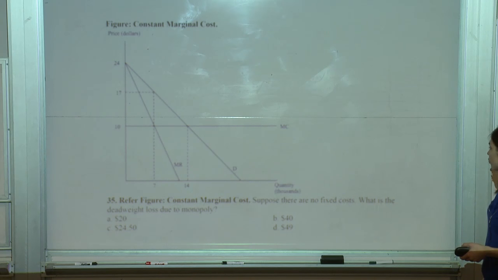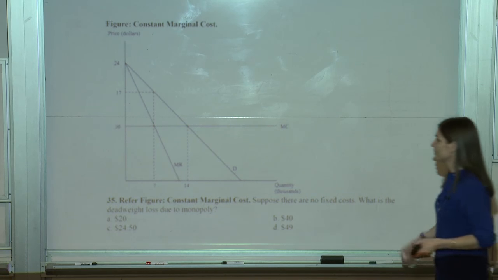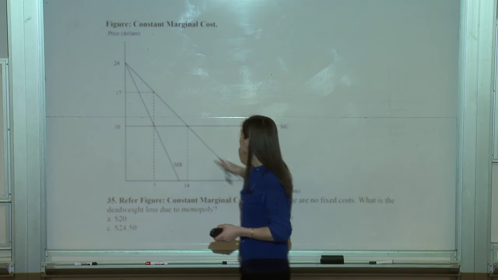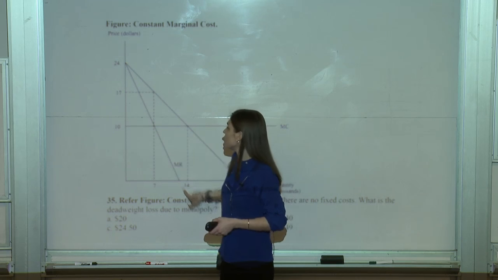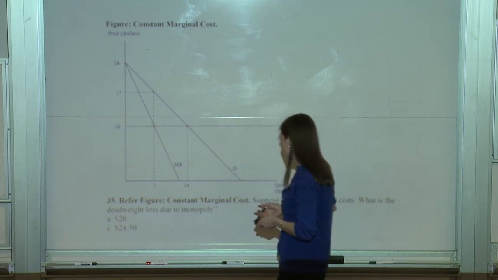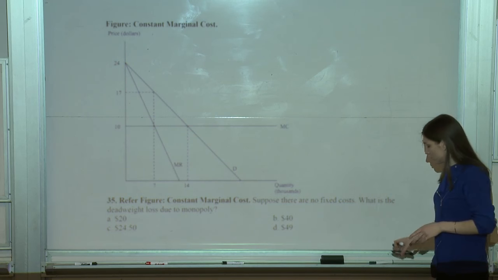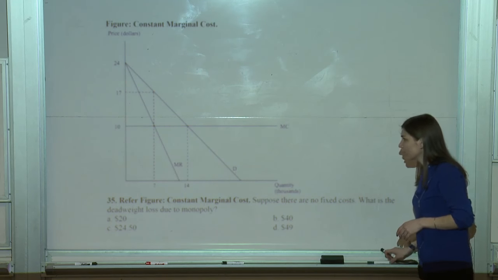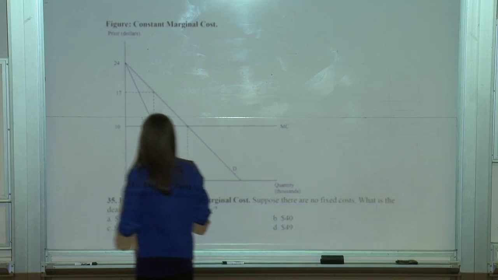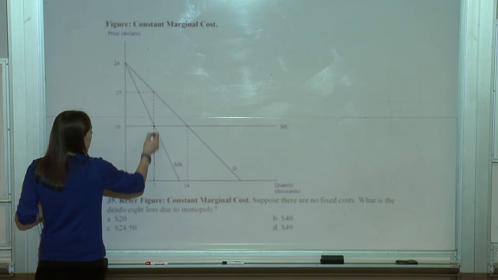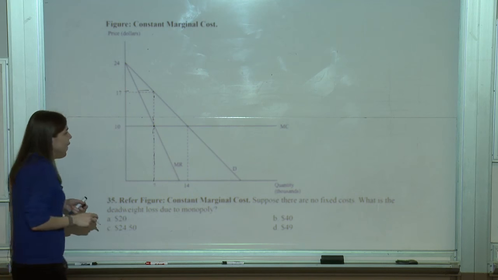Suppose there are no fixed costs. What is the deadweight loss due to monopoly? Monopoly, marginal cost is constant in this case. This is the demand, this is the marginal revenue. So basically, deadweight loss, that's all we need. Well, that's easy enough. We've done that a couple of times already. So we know the monopolist is going to produce where marginal cost equals marginal revenue, which is here, and charge that price.